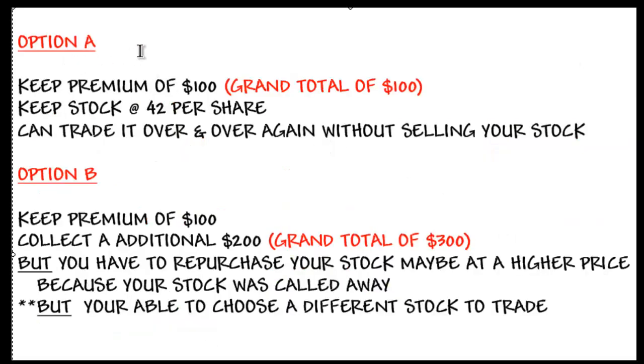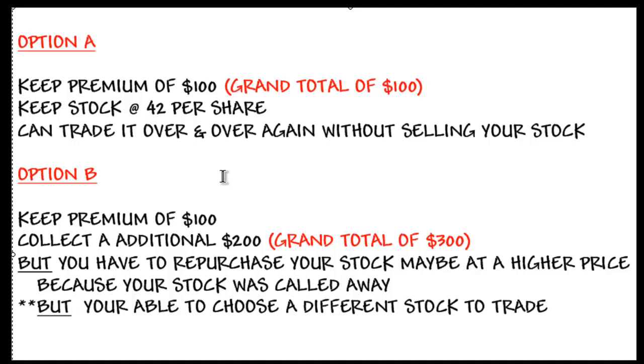Now here we are comparing our two options. We have option A and then we had option B. Now I prefer option A, and the reason why I prefer option A, even though the premium that I collected only gave me $100 and my grand total was $100, is that I was able to keep the stock that was trading for $42 per share. So this allows me to trade this particular stock or ETF over and over again without selling my stock back. So this is why I prefer option A versus option B.